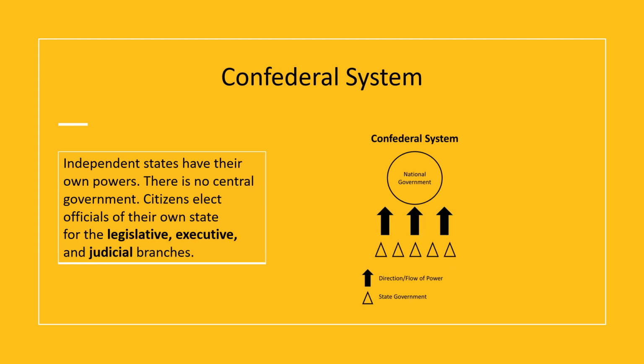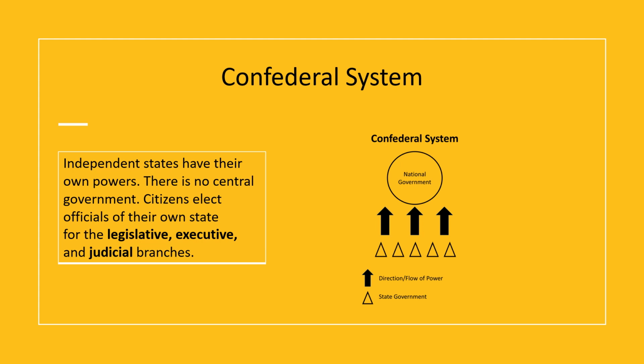A confederal system is very different. In a confederal system, independent states have their own powers. There is no central government in a confederal system, and citizens elect officials of their own state for the legislative, executive, and judicial branches. This means that the flow of power goes in one direction.